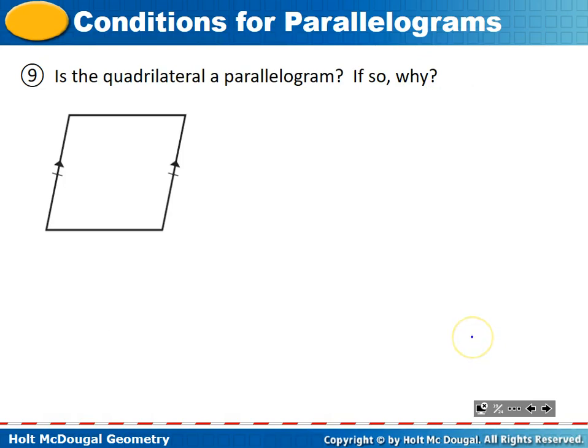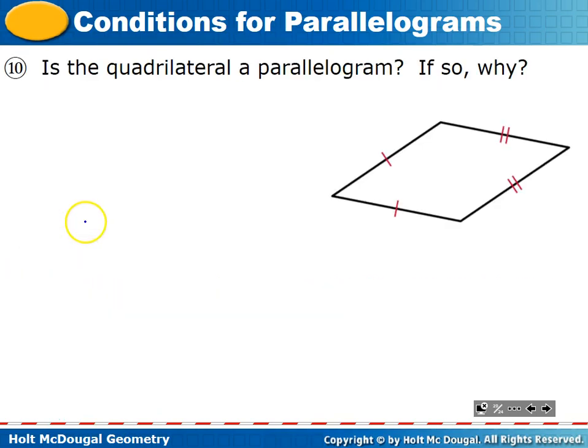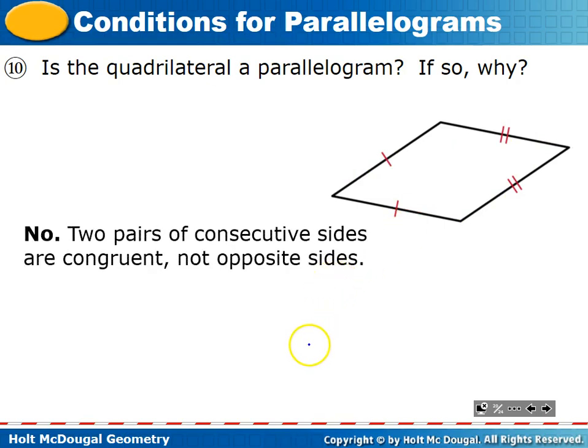On this one, number 9, we do have one pair of opposite sides that is both parallel and congruent. So this was our new rule. So yes, this one is a parallelogram. Number 10, notice here we have consecutive sides that are congruent, but we don't have opposite sides. So this one is no, because there's just consecutive sides and not opposite sides.